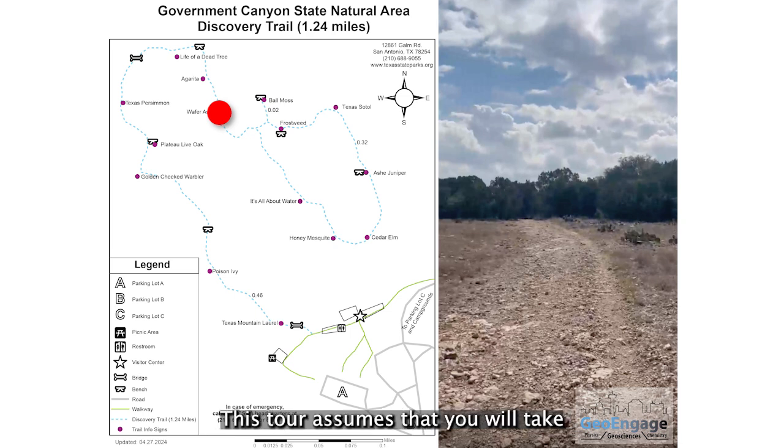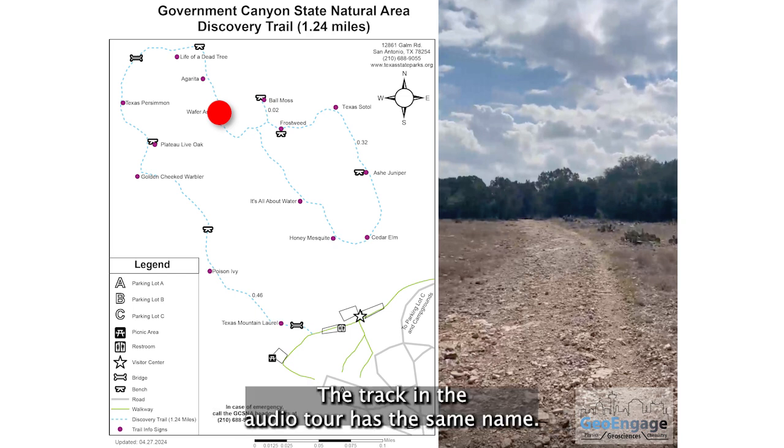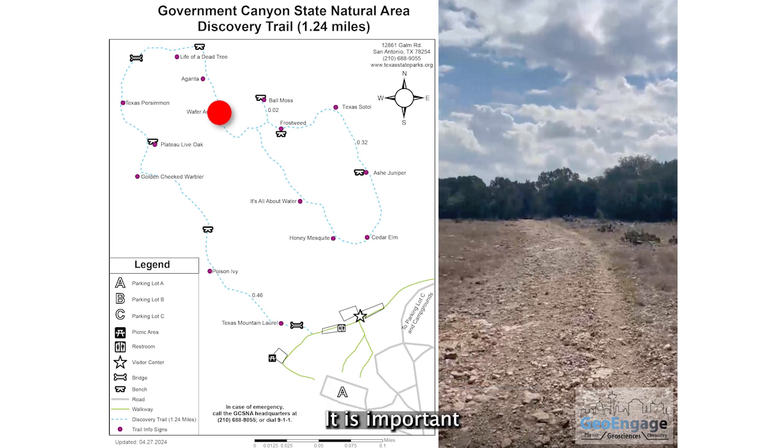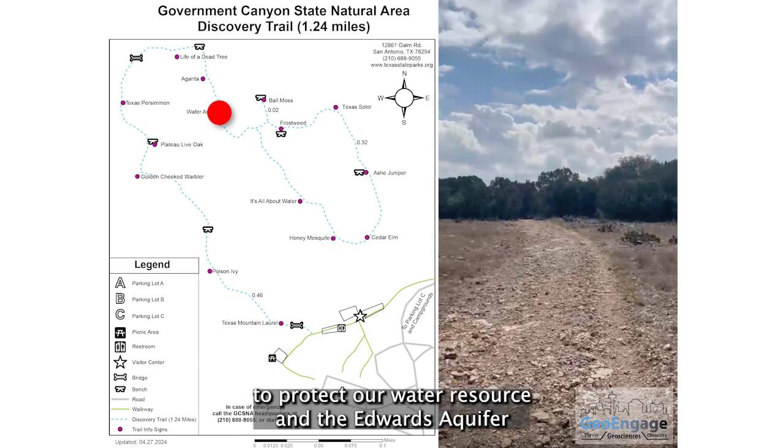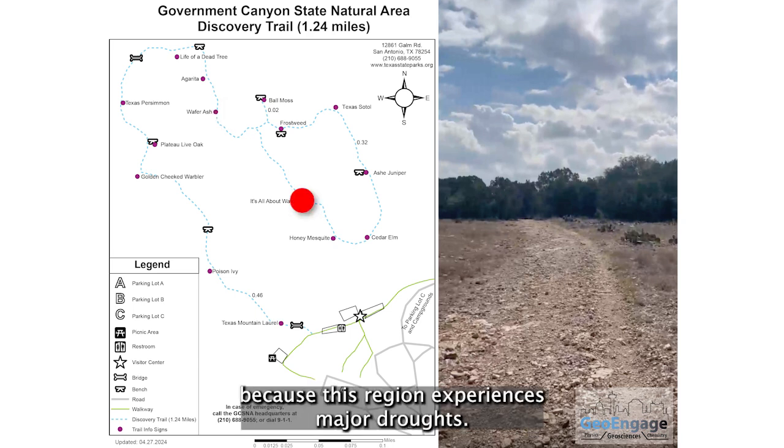This tour assumes that you will take the right-hand trail to your next stop. It's all about water. The track in the Audiotour has the same name. It is important to protect our water resource in the Edwards Aquifer because this region experiences major droughts.